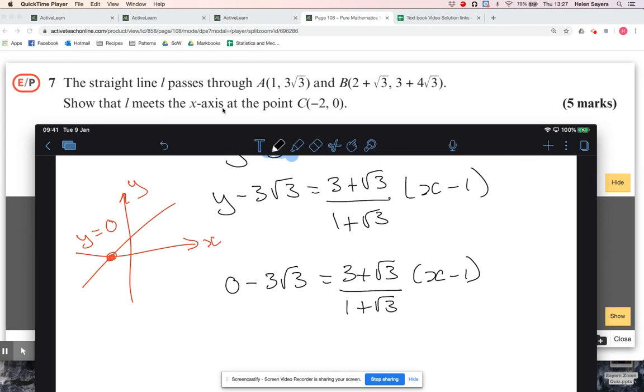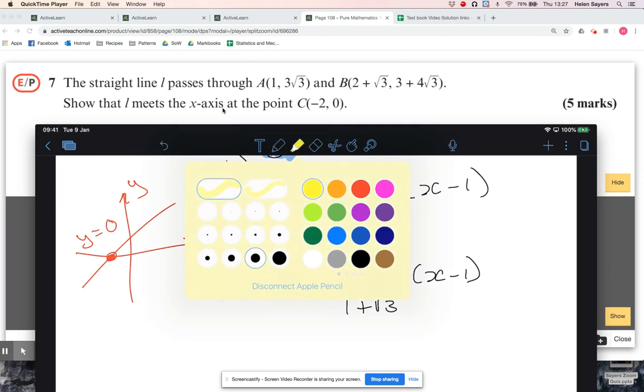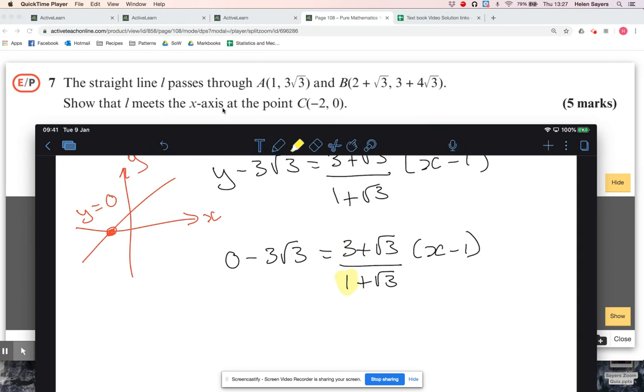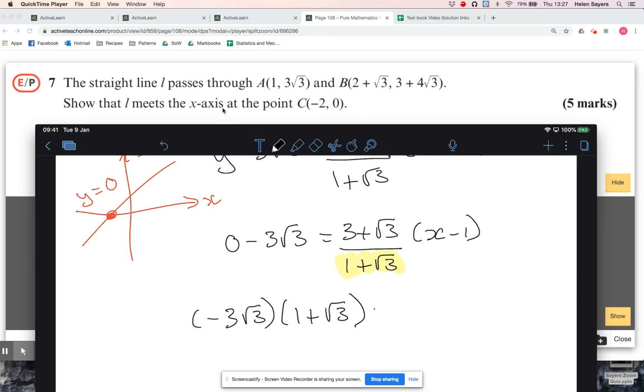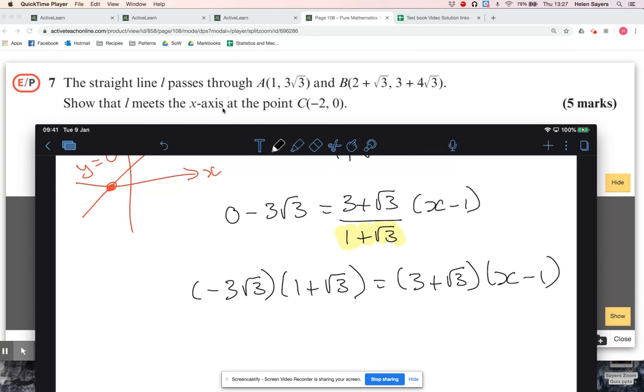Okay, so as I normally would, I know this looks more awkward than your average question, but normally what I would do at this stage is multiply up by that denominator. So I'm still going to do that. So I've got the minus 3 root 3 on the left-hand side, which I am now going to multiply by 1 plus root 3. I don't need the brackets around the first term. I've just put them there for neatness. So then I've got the 3 plus root 3. I do need brackets there, times x minus 1. Okay, so now I'm going to multiply all these brackets.